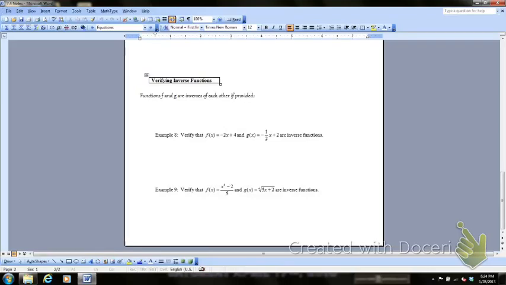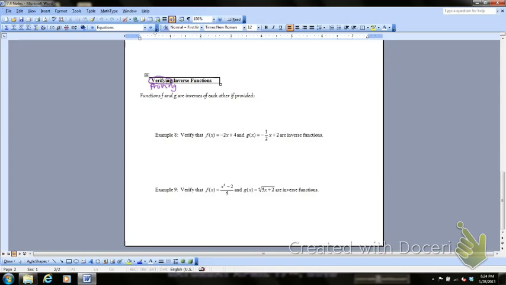Okay, so last thing we need to do is verify that two functions are inverses of each other. And this word verify is code for proving. So yes, we're going to do some proofs. No, it's not going to be like a geometry proof. It's an algebraic proof. Here's our proof. This is what we have to do.